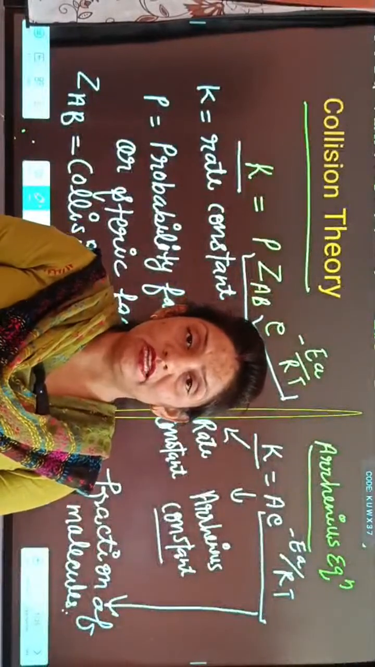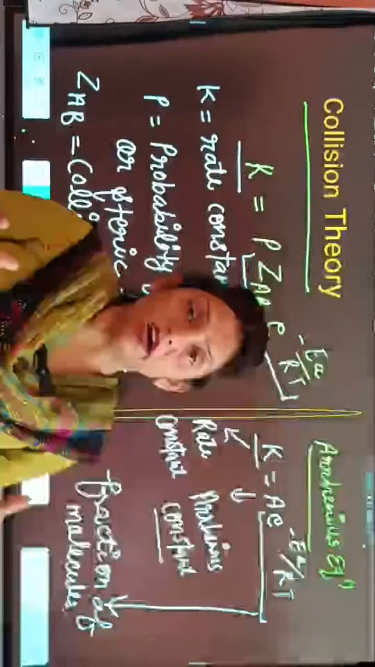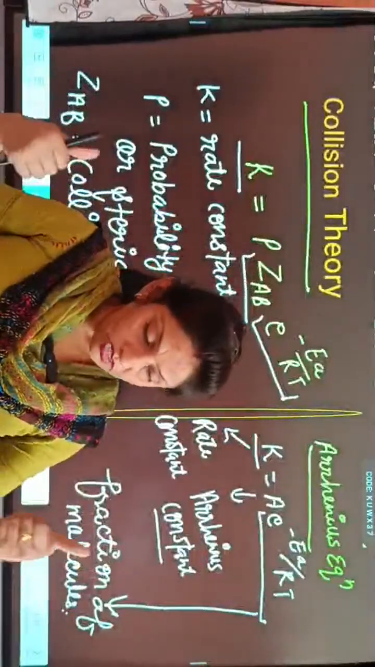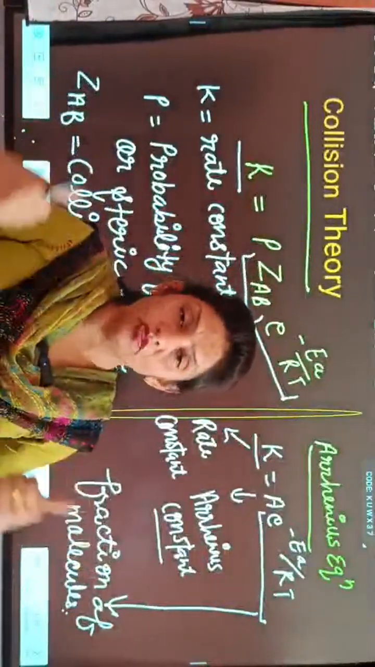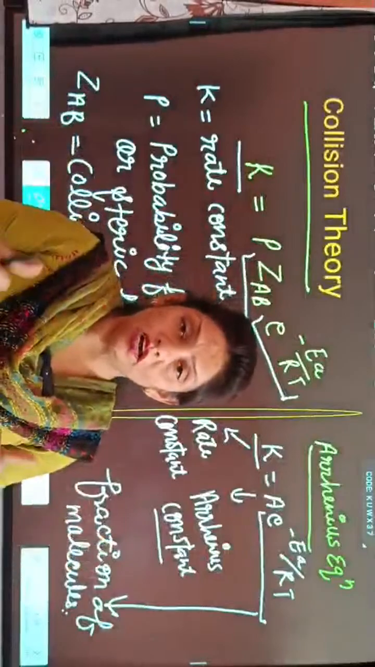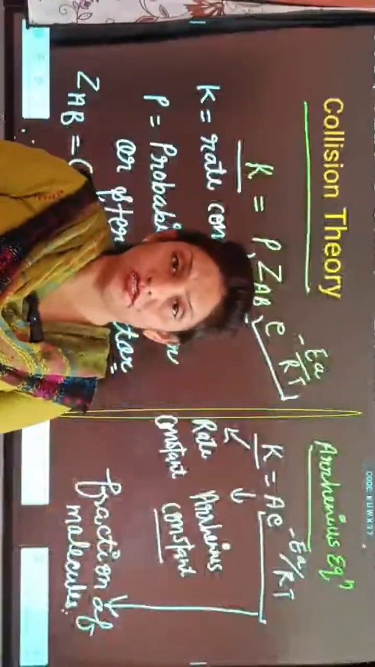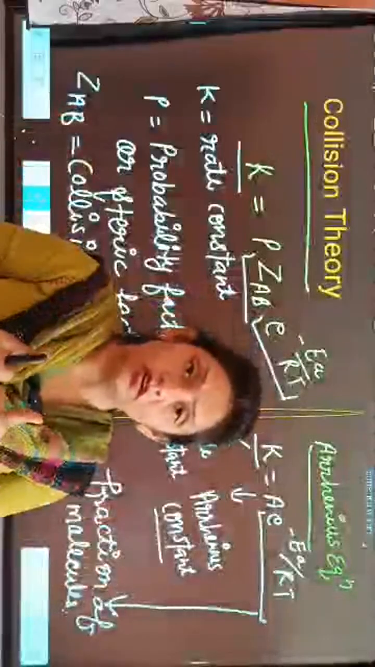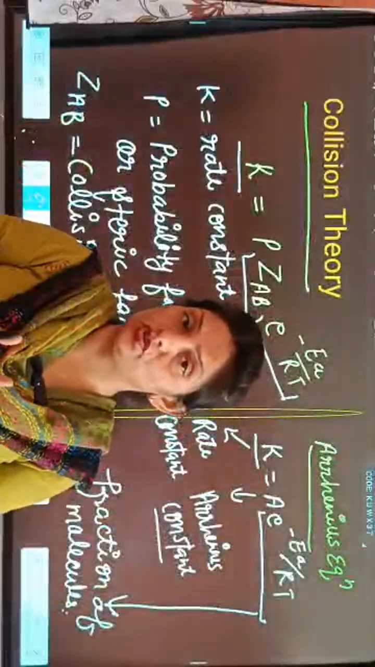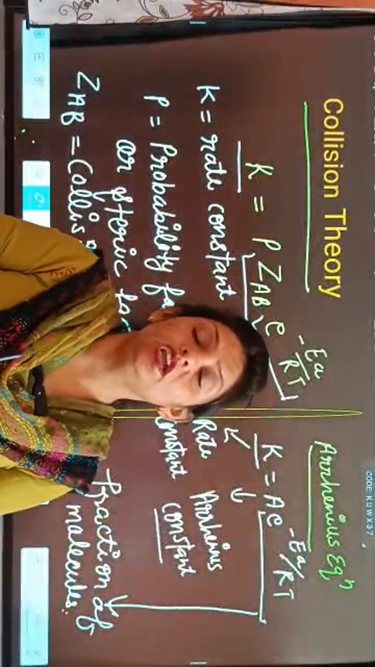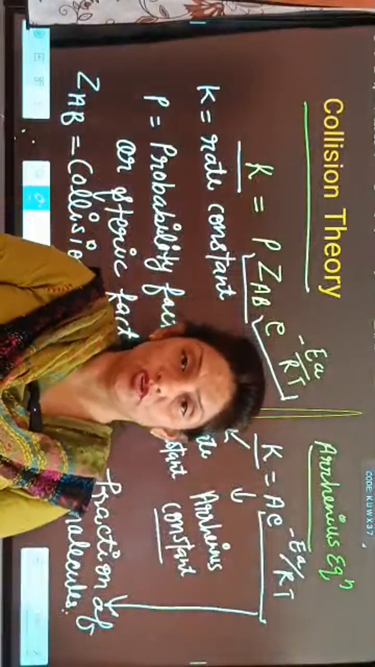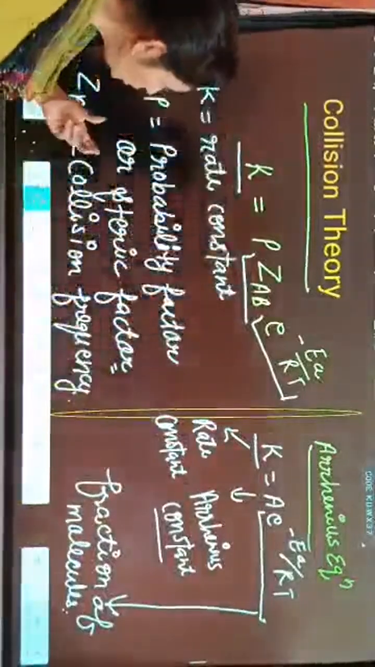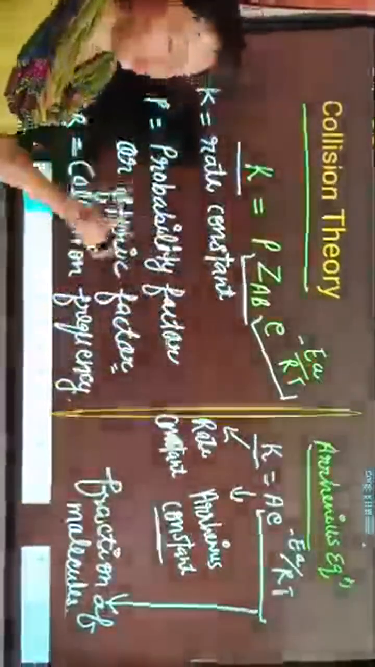So he told us that atoms and molecules behave like hard spheres. When they collide with one another, they must collide with proper orientation and with a sufficient amount of energy also, then only we will get the product, otherwise no. So in collision theory, mainly it is dependent on two factors.